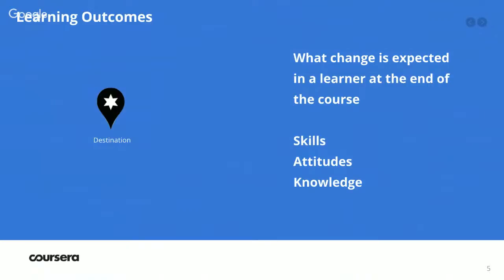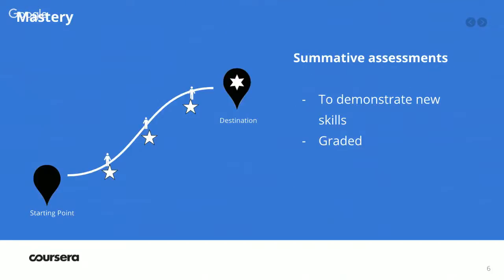Yesterday in the session, you learned about learning outcomes. For a brief overview, a learning outcome is a description of what change is expected in a learner at the end of the course. These can be changes in new skills, in attitudes, or knowledge. And that is what you want the learner to achieve as a result of taking your course. Now remember, not everybody has those skills. That's why they're coming to your course. So they have a starting point. And the course needs to take them from that starting point successfully to the destination, at which point they should have acquired new skills, knowledge, or attitudes. In other words, have achieved the intended learning outcome.